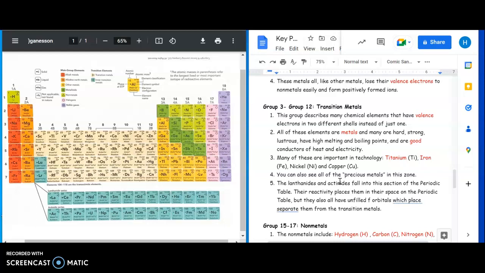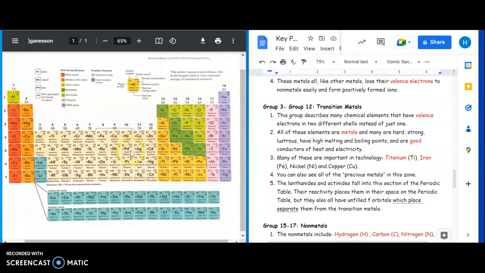We don't use them quite as much in general chemistry because of that. But all of the elements in that area are metals. Many are hard, strong, lustrous, have high melting and boiling points, and are good conductors of heat and electricity because they're metals. It includes a lot of the important elements to technology. So titanium, iron, nickel, and copper are all very important.